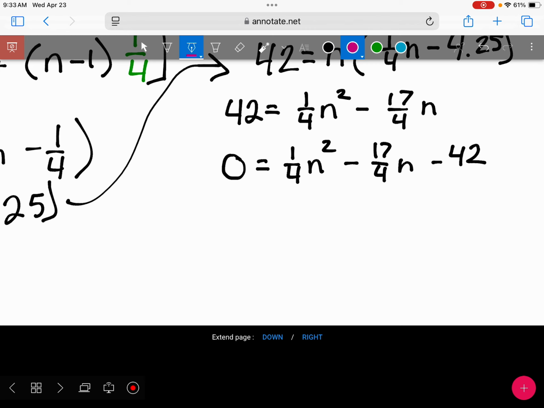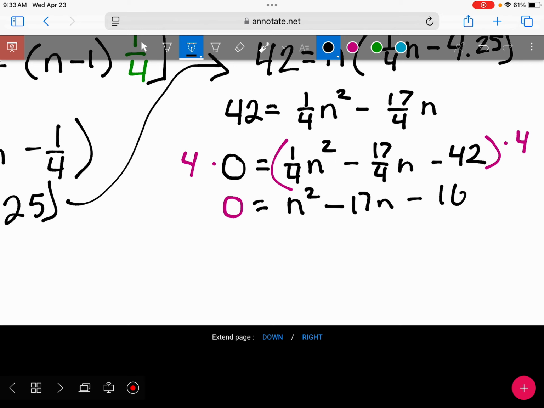Multiply both sides by 4. 0 times 4 is still 0. If I do this side times 4, we get rid of every single one of the fractions. It's going to give us n squared minus 17n minus 168. That's gross, but that's doable. That is factorable.